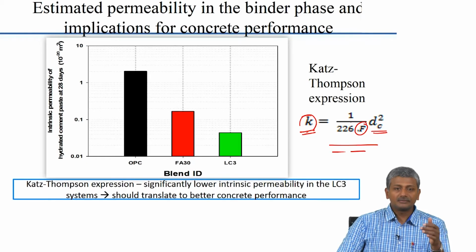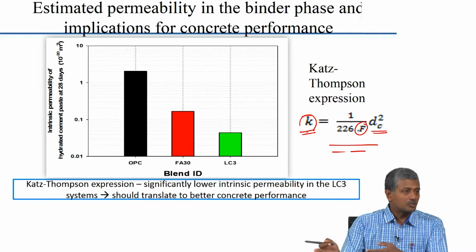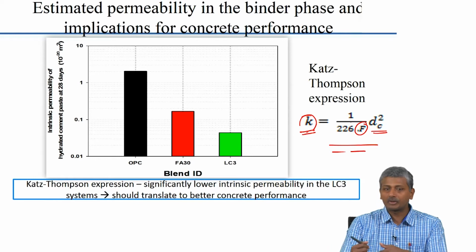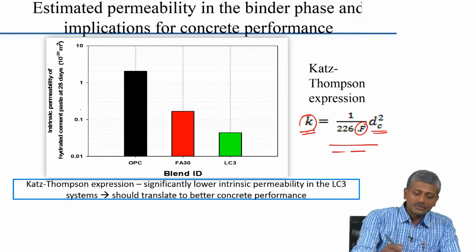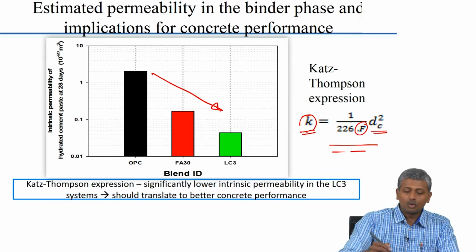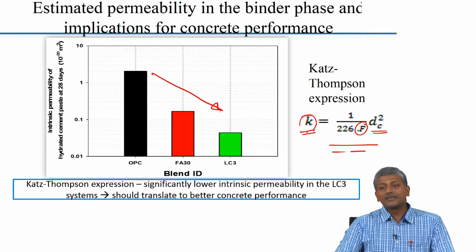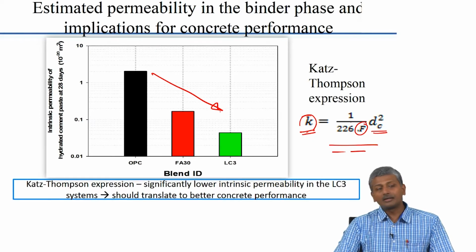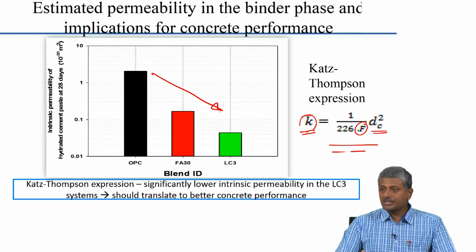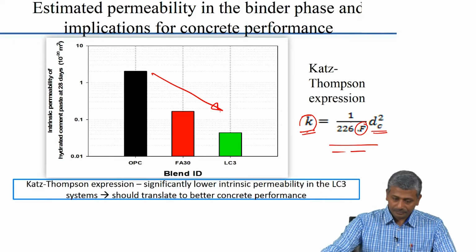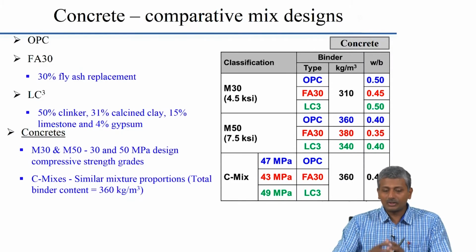Now, obviously, when the intrinsic permeability is high, your concrete permeability is expected to be high. When the intrinsic permeability is low, your concrete permeability will be expected to be low. So, again here, as you see very clearly, as you come from OPC to FA30 to LC3, there is a drop in the intrinsic permeability. The question remains whether this will translate into a better durability performance or not. So, for that obviously you need to do extensive studies.